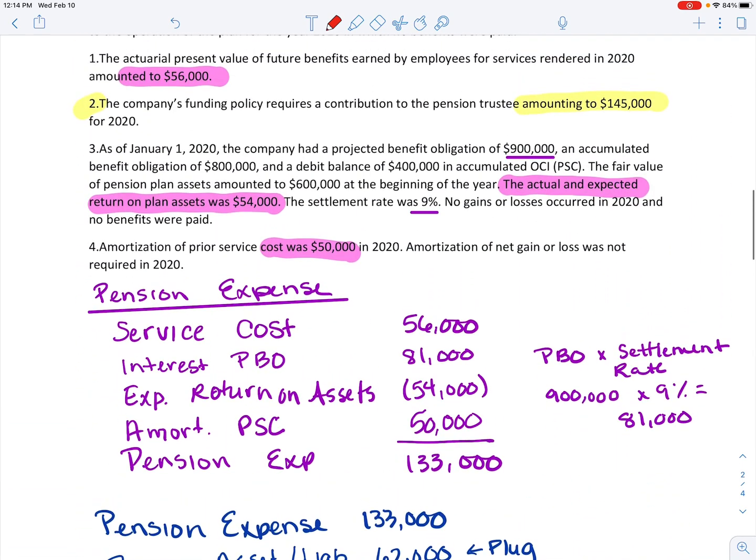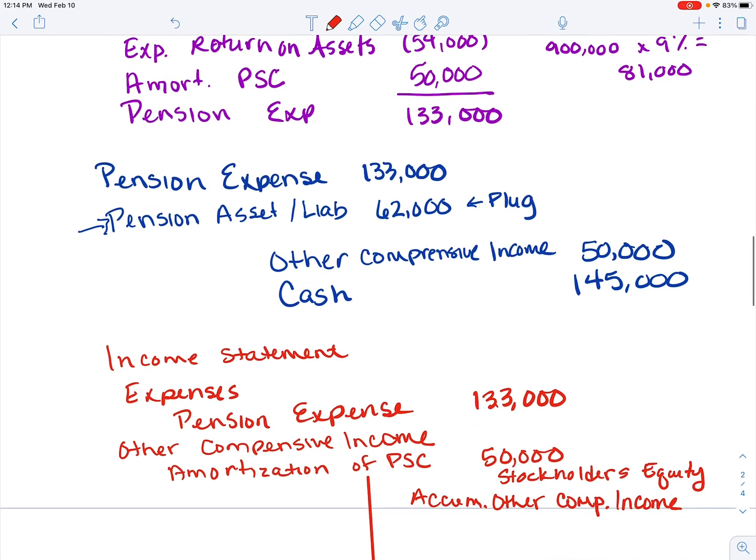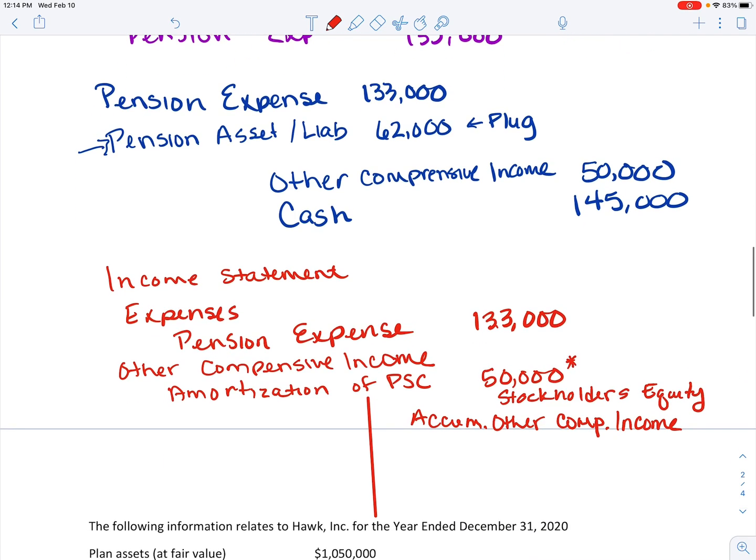Now if we come up here into the information that's given, it's going to tell us that we have $400,000 right now accumulated. But remember, we are now showing that amortization of $50,000. So what's left is going to be $350,000. We take that $400,000 that was there and subtract what we amortized.